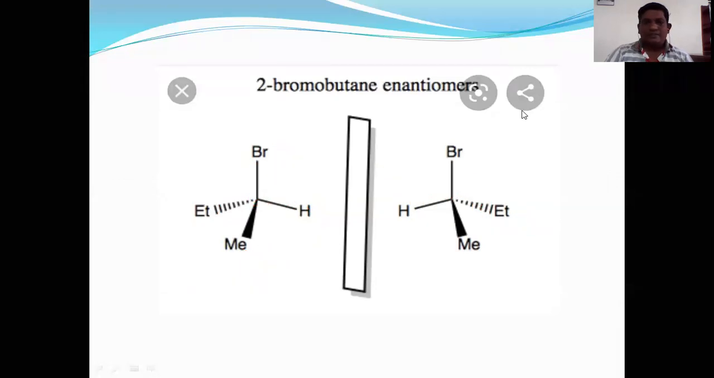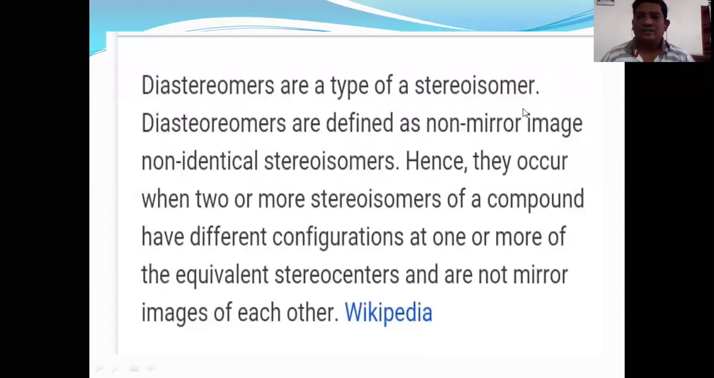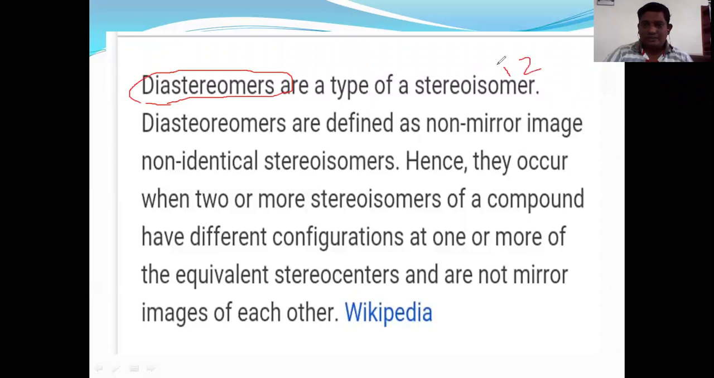Friends, now we have seen the next category of stereoisomers. The second category of stereoisomers, I am discussing diastereomers. I am repeating. What is known to be a diastereomer? Diastereomers are isomers where, of the two isomers, one is optically active and the other one is optically inactive.